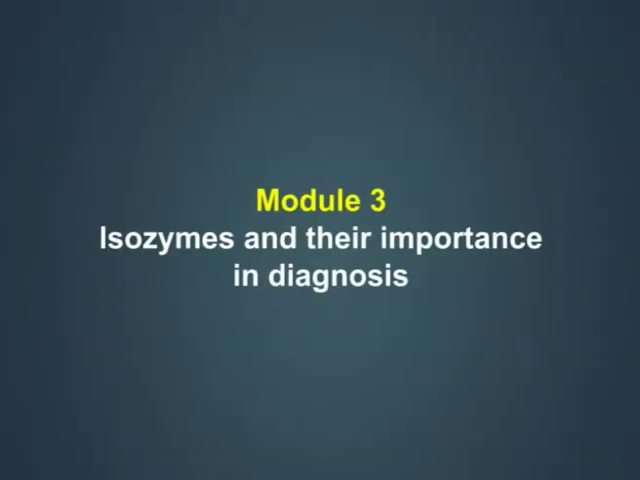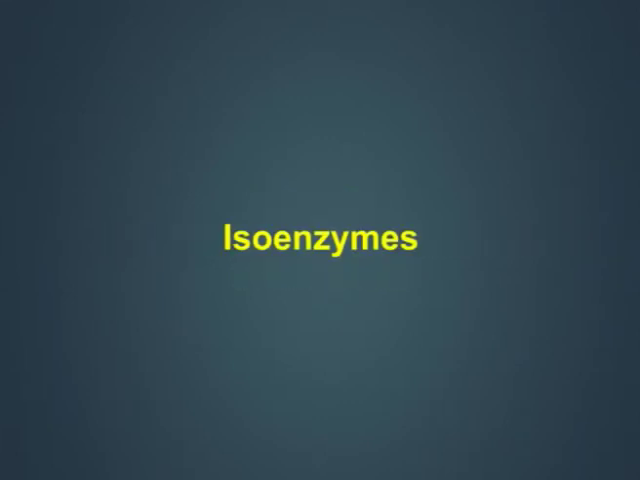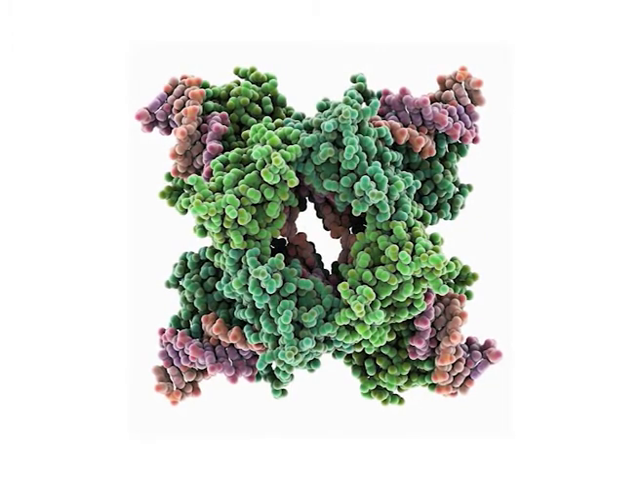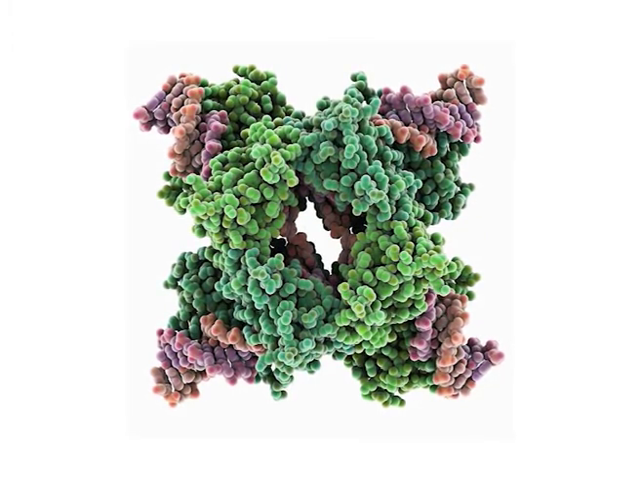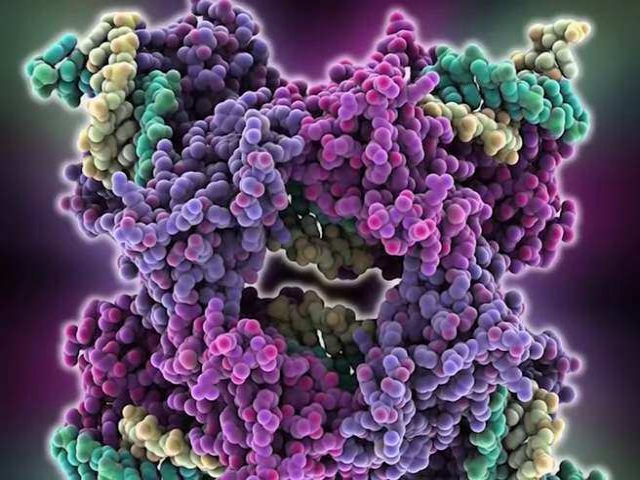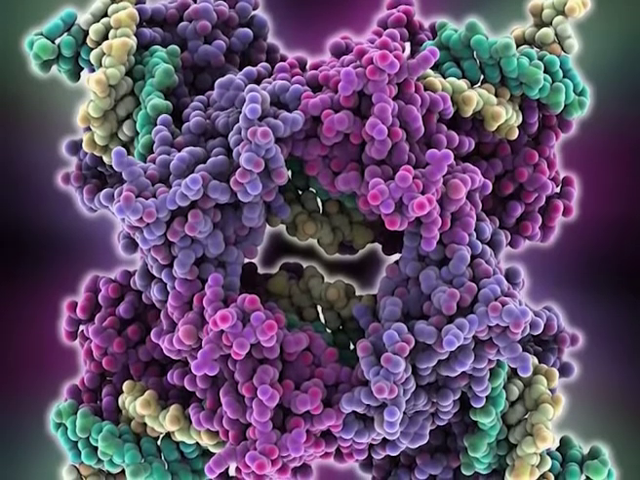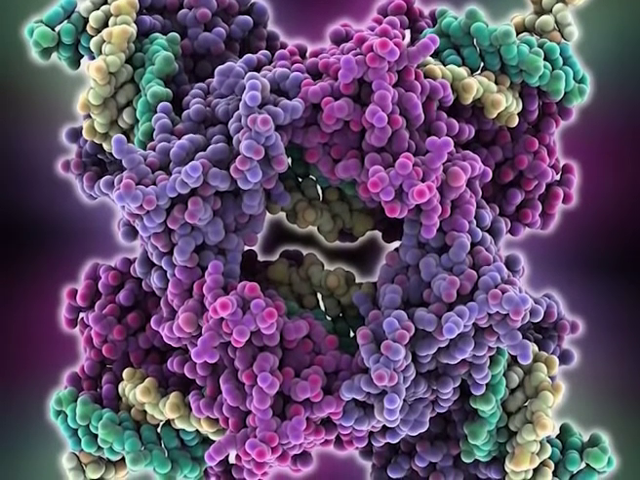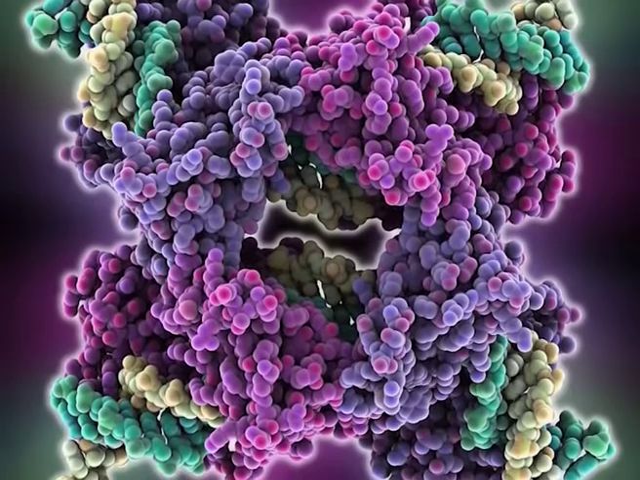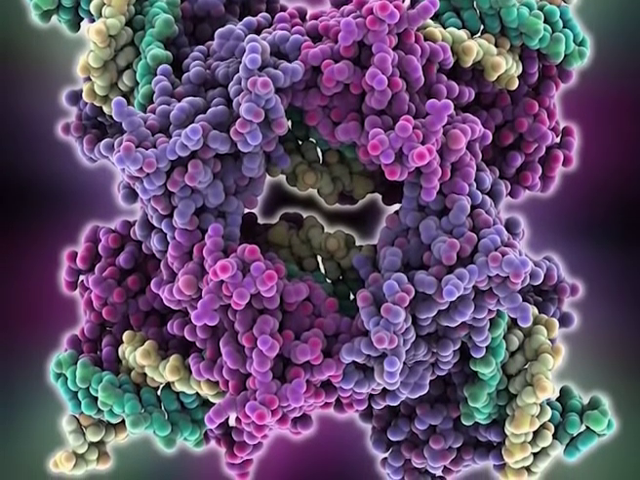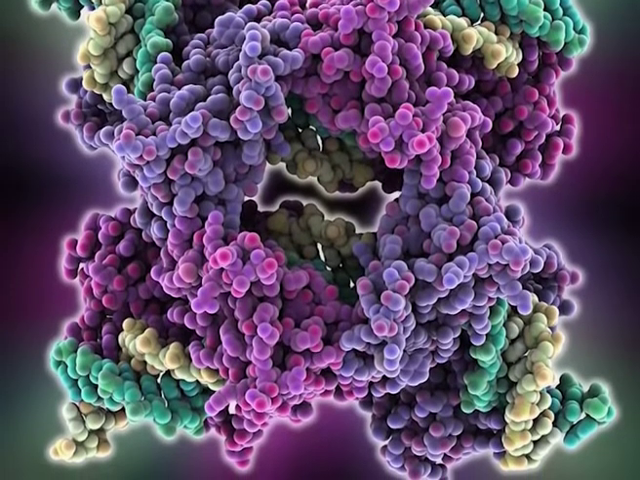Now let's move towards module 3, that is isozymes and their importance in diagnosis. Isoenzymes: the multiple forms of enzymes catalyzing the same reaction are known as isoenzymes. They, however, differ in their physical and chemical properties, which include the structure, electrophoretic and immunological properties, pH optimum, relative susceptibility to inhibitors and degree of denaturation.